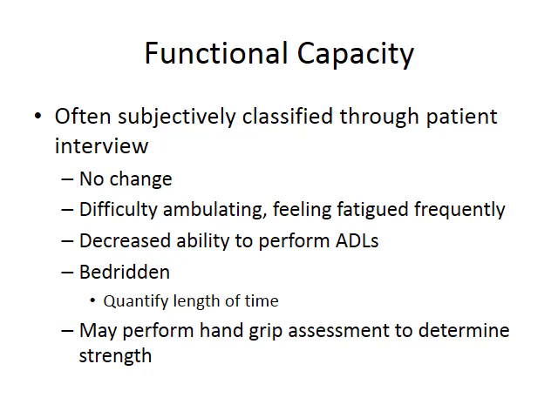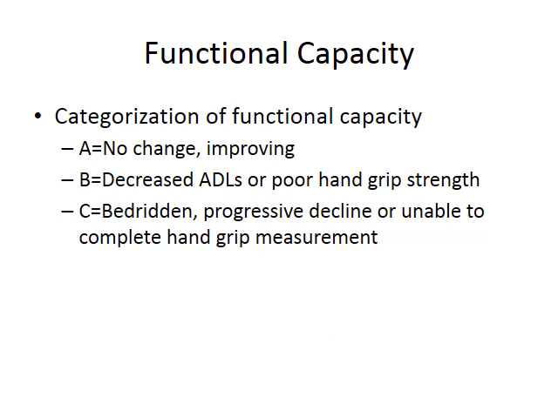If patients indicate that they have had a decrease in their functional capacity, the duration of the time period should be defined. Additionally, since these responses are so subjective, a hand grip measurement may be an important tool to determine a patient's strength prior to admission. Functional capacity is then defined as either A, no change, or a slight decrease that is now improving, B, decreased ADLs or poor hand grip strength.